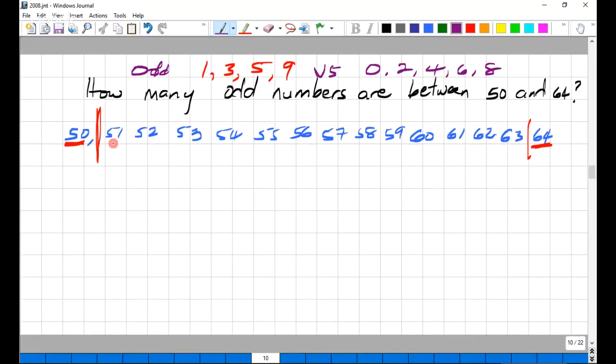So 51, odd or even? Sir, 51 is odd. Okay. 52, odd or even?